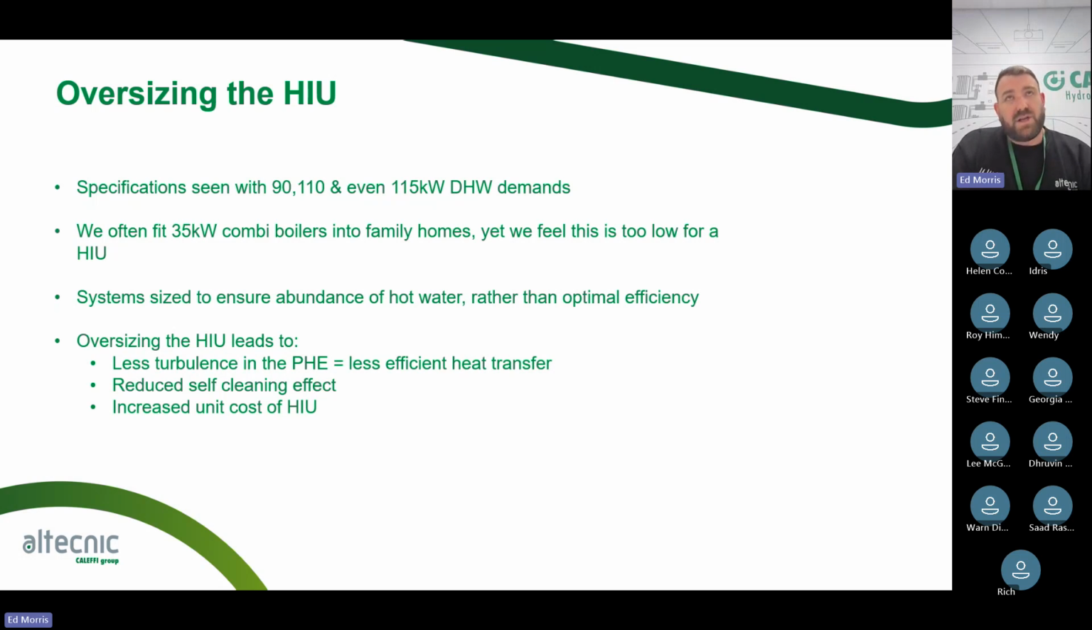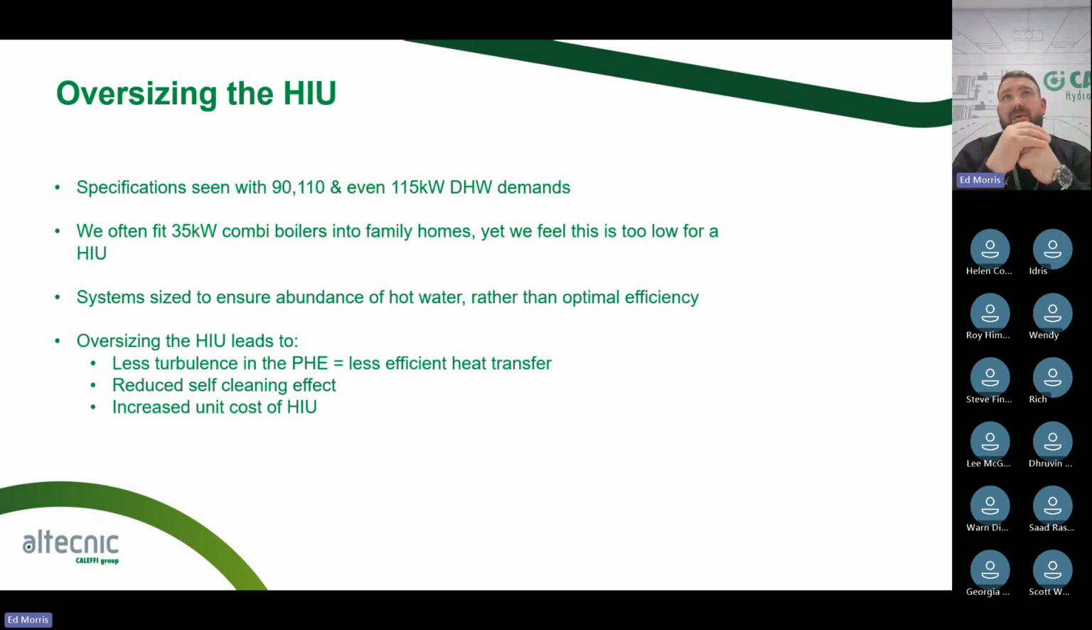Now, what we mean by that: if we're slowing the speeds of water down, we lose the shearing effect, which is high velocity traveling through pipework or plant, because the water's not traveling through the system as fast as it should. And there's an increased unit cost of the HIU. The bigger the HIU, there's obviously going to be a cost implication.